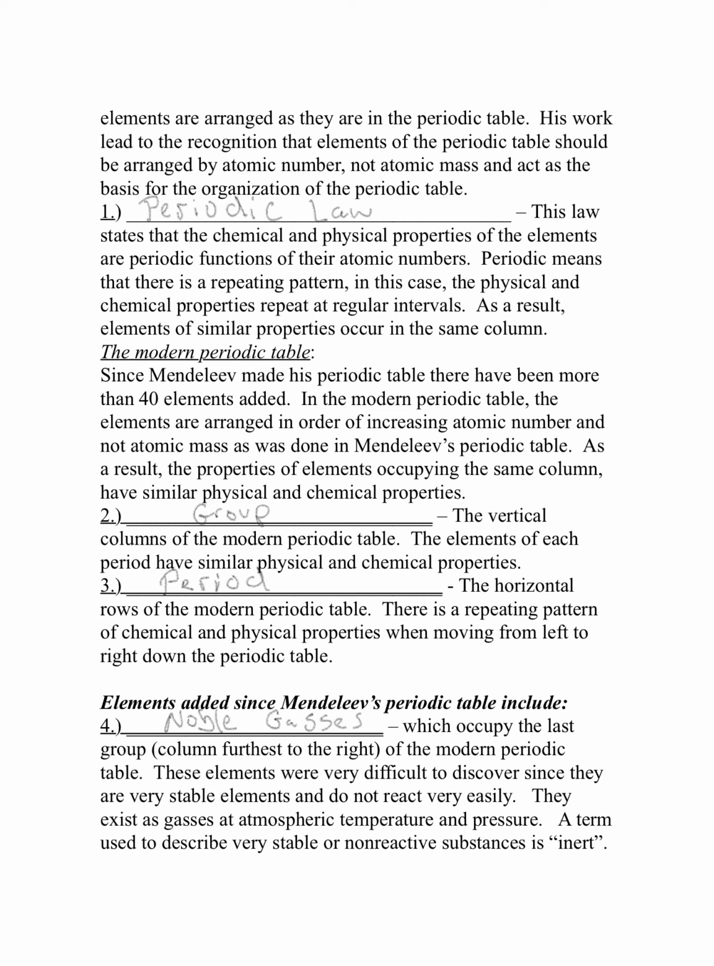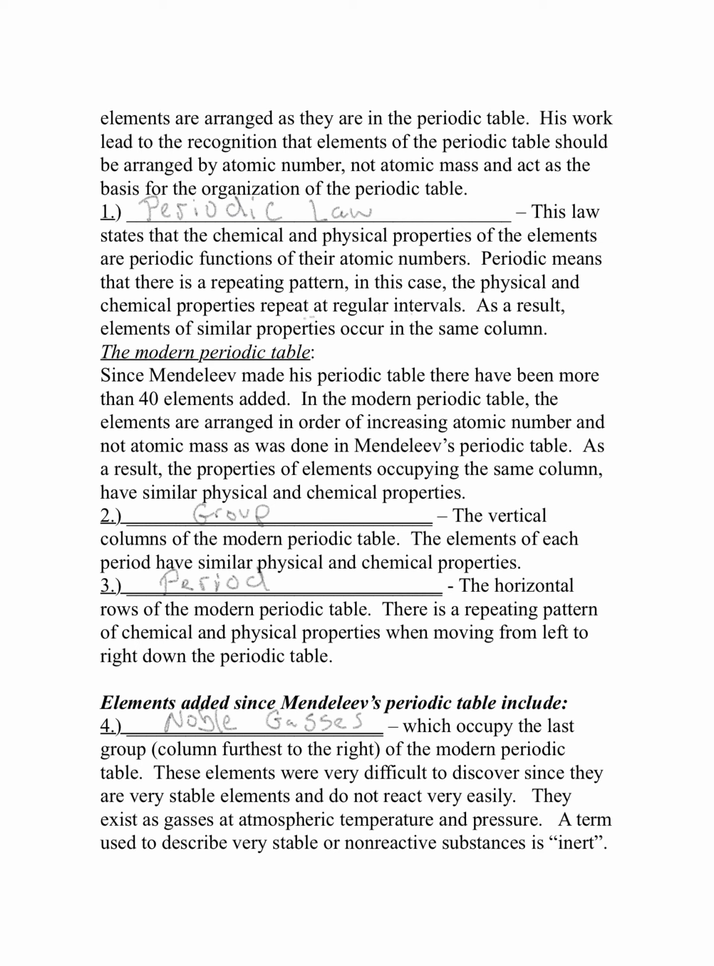Another discovery that was made is the periodic law, and this was possible because of the arrangement according to atomic number and not atomic mass. This periodic law states that the chemical and physical properties of the elements are periodic functions of their atomic numbers. Periodic means that there is a repeating pattern. In this case, the physical and chemical properties are repeated at regular intervals. As a result, elements of similar properties occur in the same column.